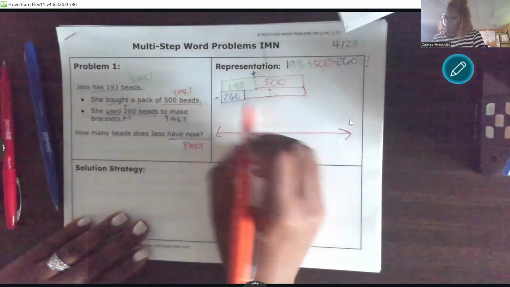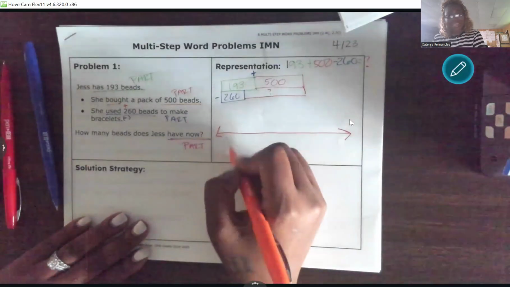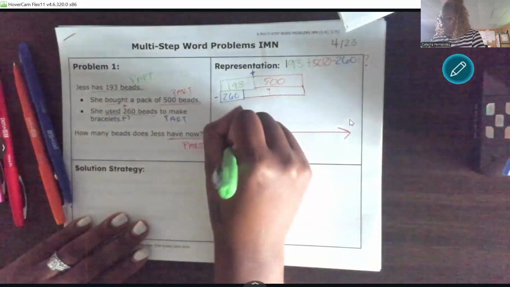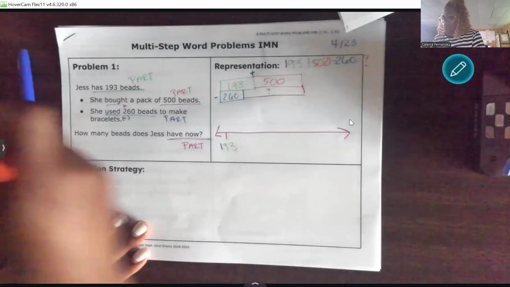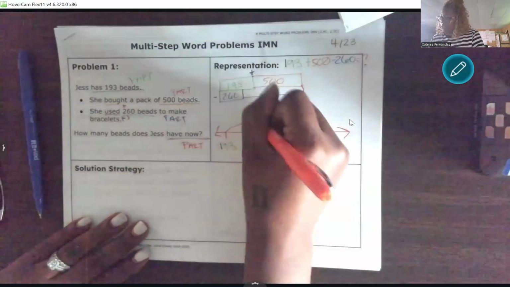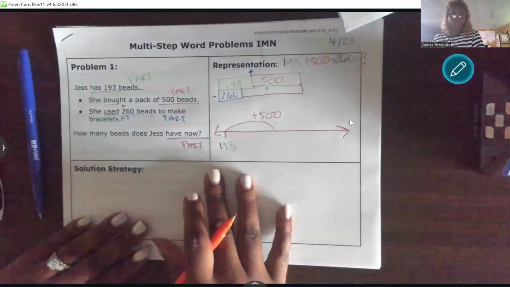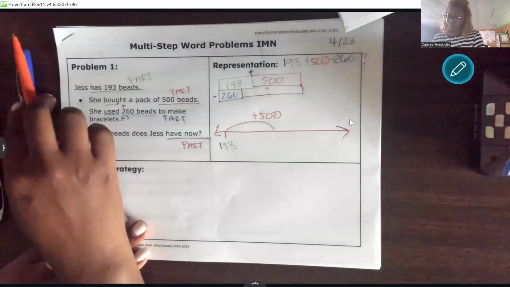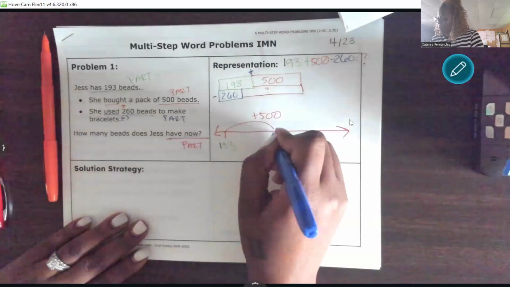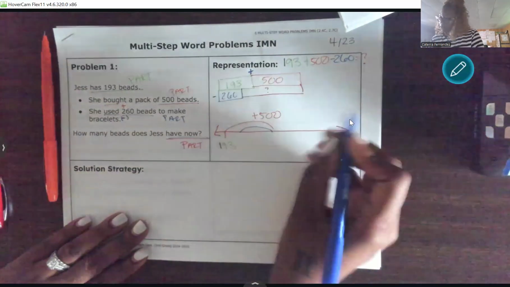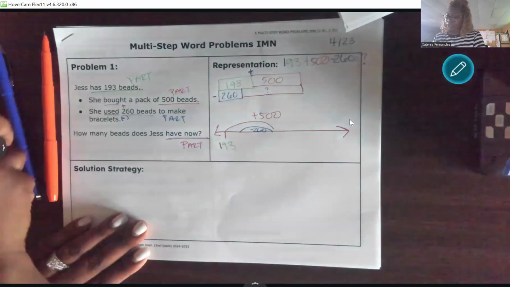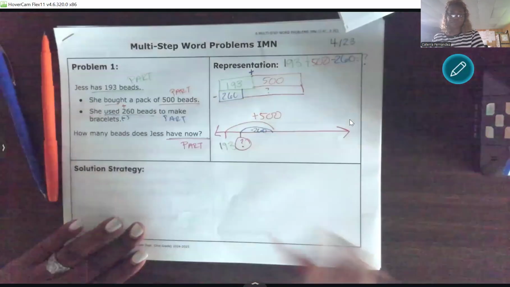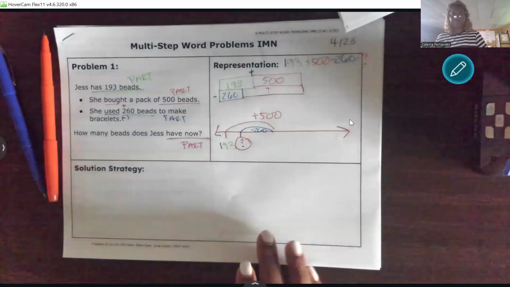So they will start with adding. When they're adding, they know that they need to start at the beginning of the number line. So I'm going to go with 193. I keep forgetting the colors. 193. I know that I'm adding 500, so I'm going to go ahead and hop 500. Remember, they're not solving. All they're doing is showing me with their number sentence on the number line. And then they know that they're going to have to subtract after that, which is going back. And they're going to subtract 260. And that's when they end it right there and put a question mark because that's going to be their answer in the end. No solving up there in the representation.